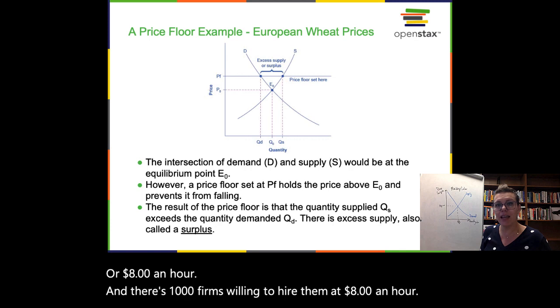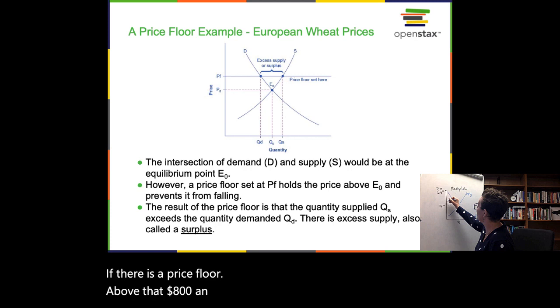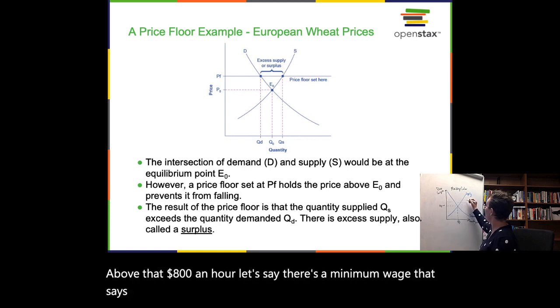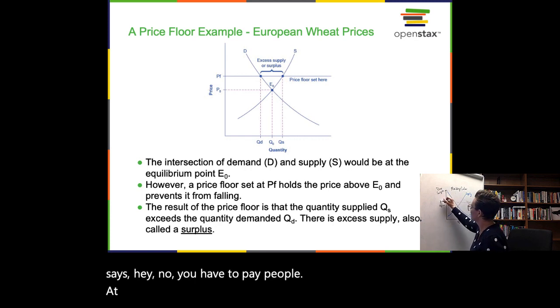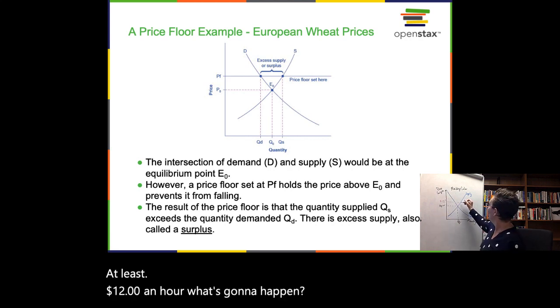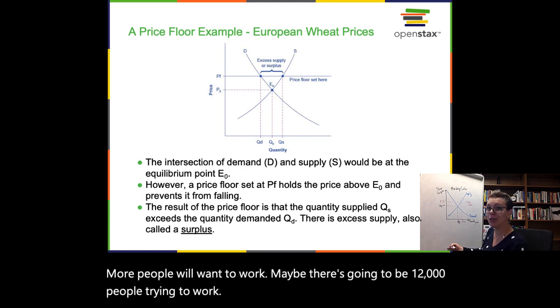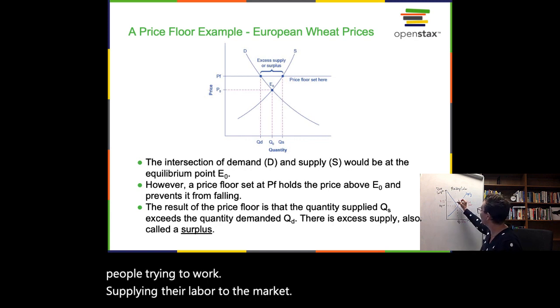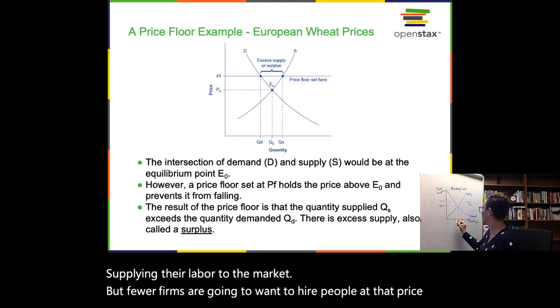If there is a price floor above that $8 an hour, let's say there's a minimum wage that says, hey, no, you have to pay people at least $12 an hour, what's going to happen? More people will want to work. Maybe there's going to be 12,000 people trying to work, supplying their labor to the market. But fewer firms are going to want to hire people at that price, maybe only 800 people.